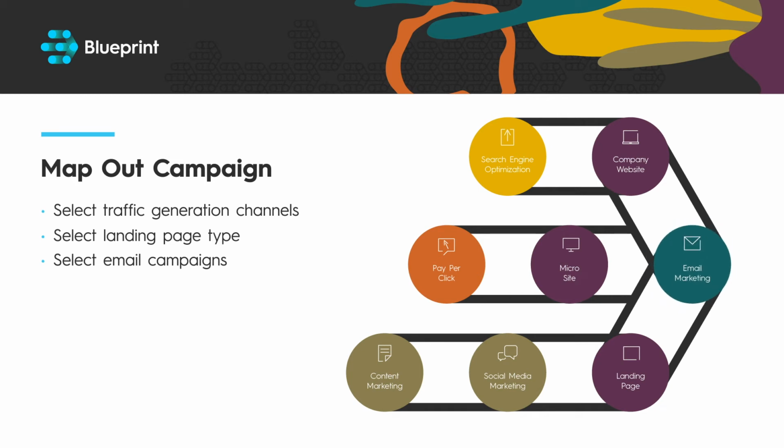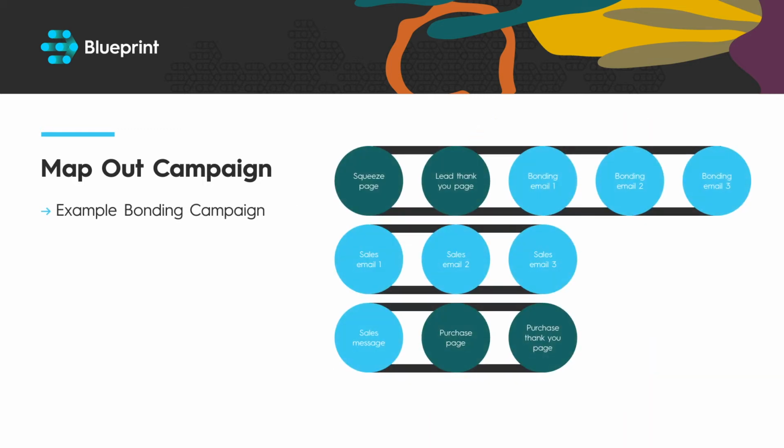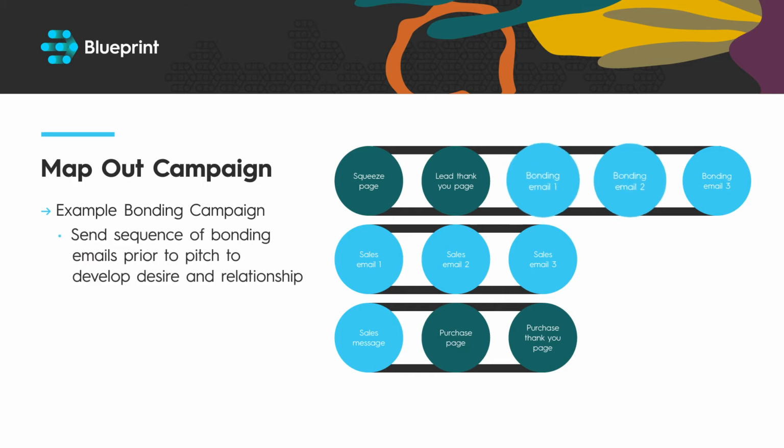The first email marketing campaign that we are showing you here is what is called a bonding campaign. It's a simple way to make leads more sales ready by providing great value to your prospect prior to making your sales pitch. In this example, you will send out a sequence of bonding emails after generating the lead that educate your prospect on how to make the right purchase decision.